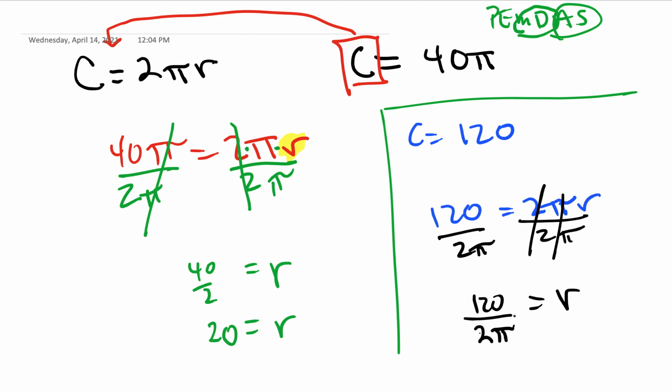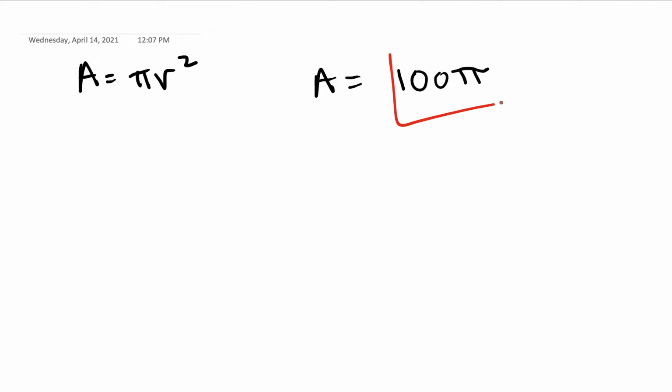So let's try one with area. That one's a little trickier because there's an exponent or a square root involved. So let's say that you have the area of a circle we know is pi times r squared. So if we give you the area of something and we say, oh, this is 100 pi, find the radius. So we're going to plug in what we're given as an area under A.